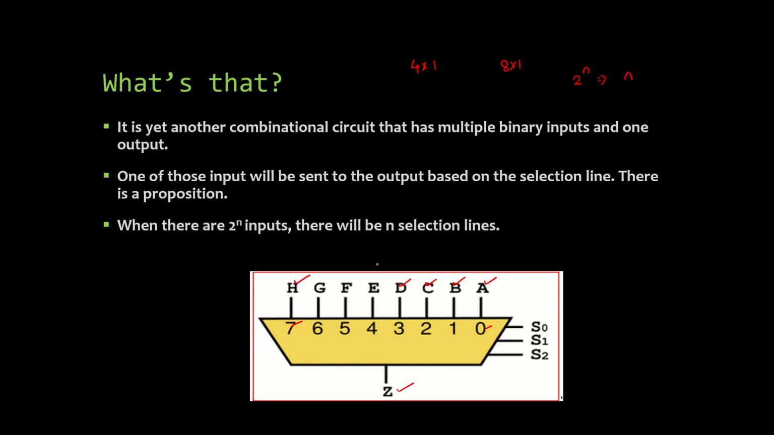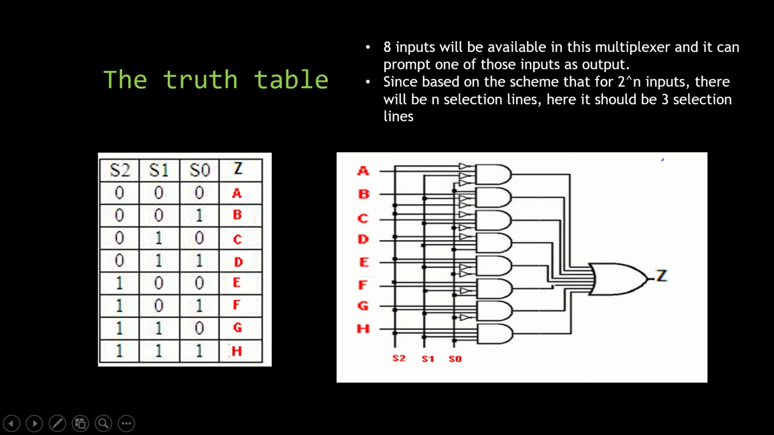What do you mean by that? I have 8 inputs here, which means 2 to the power of n equals 8. So n will be 3. That's it. So there are 3 selection lines here, S0, S1 and S2. Now, these selection lines will help me appropriately select one of the 8 inputs as the output.